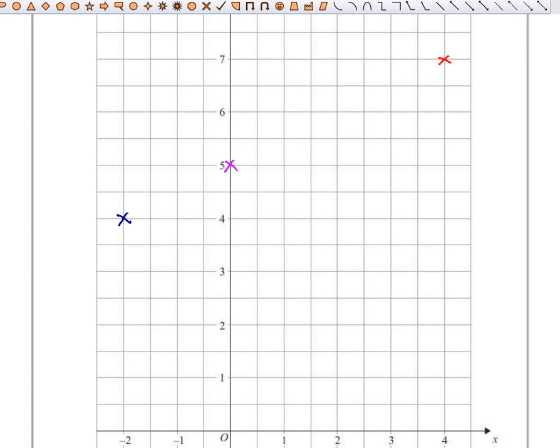So taking a ruler and a pencil, start at your first point, go through to your last point, and finish. There is your graph of y equals half x plus 5.